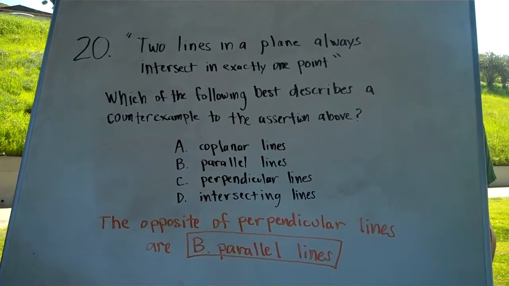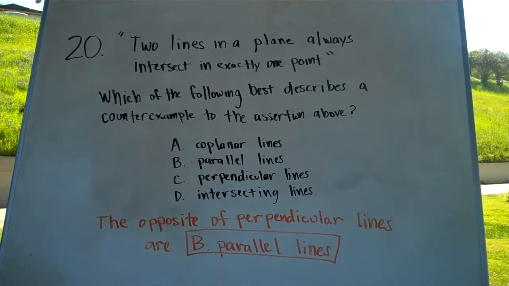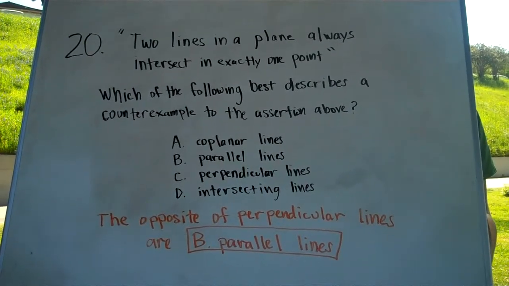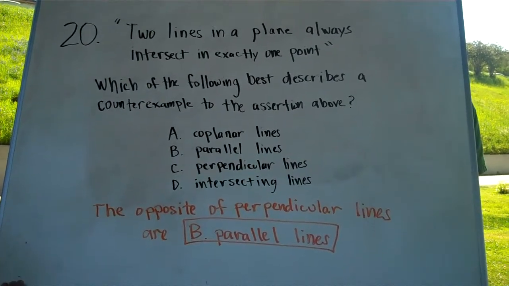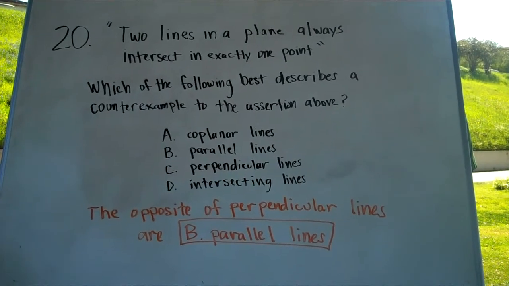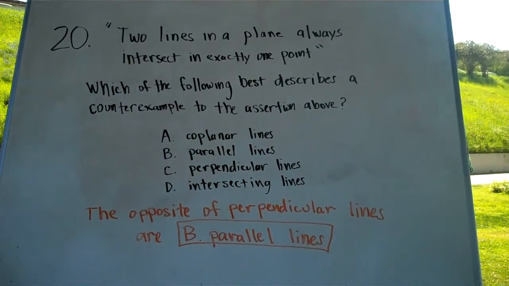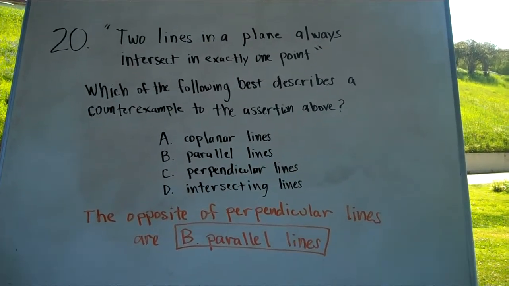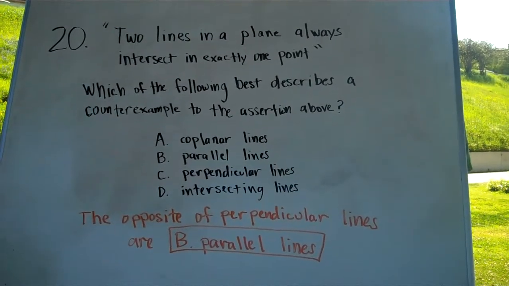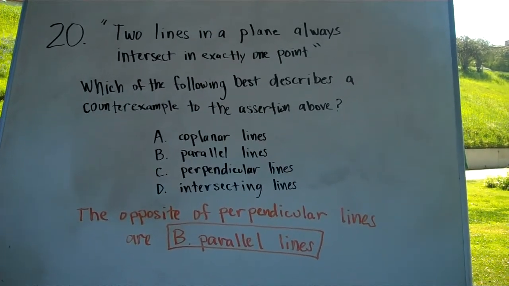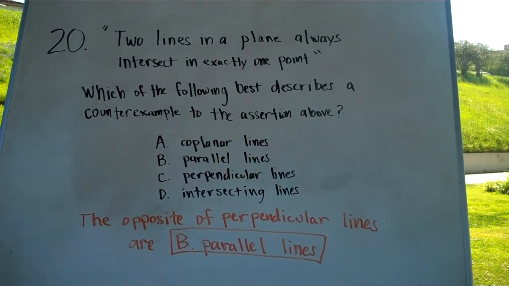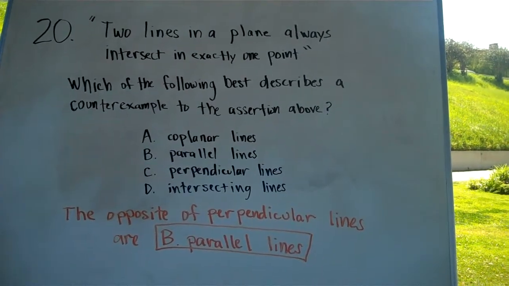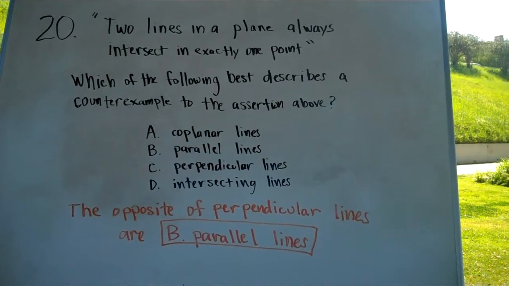Two lines in a plane always intersect in exactly one point. Which of the following best describes a counterexample to the assertion above? Well, A is clearly not the answer, as well as C. C is definitely not the answer because perpendicular lines intersect, forming a 90-degree angle in the middle. Intersecting lines are not the answer because it says counterexample of two lines in a plane always intersect at one point. So that's clearly not the answer. So B, parallel lines, is the answer, as you can see on the bottom.